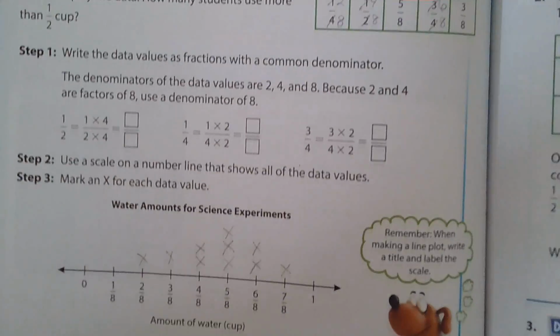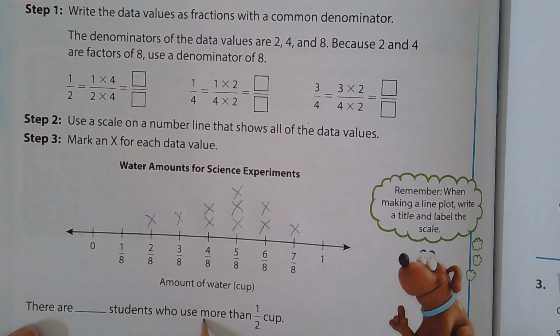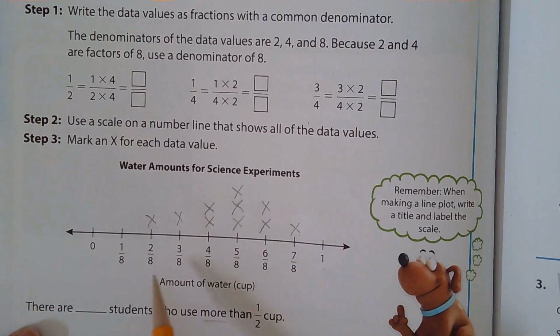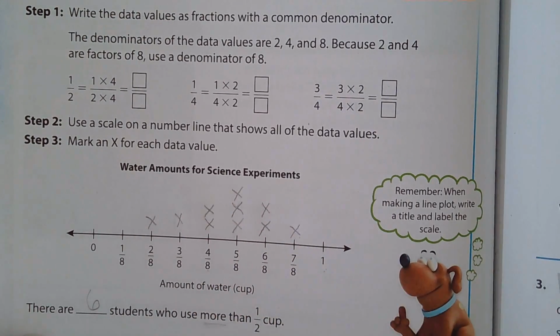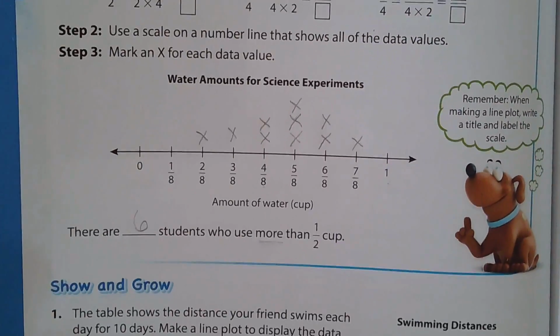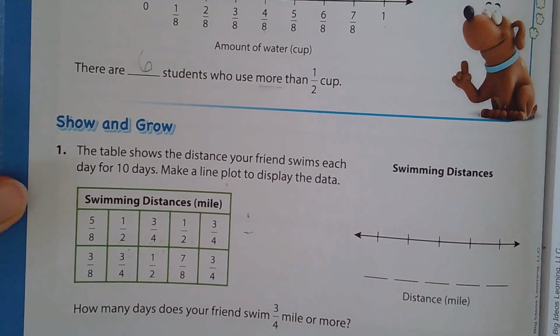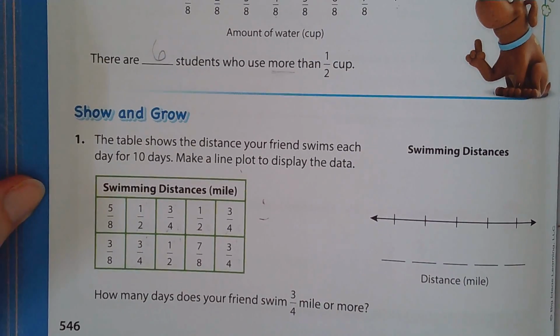Okay, good. Now let's see how many students use more than a half a cup. Which one of these represents 1/2? That's right. 4/8 would reduce to 1/2. So more than a half are these guys. 1, 2, 3, 4, 5, 6. 6 of them represent more than a half cup. All right, let's look at the next problem, the problem on the bottom of the page.